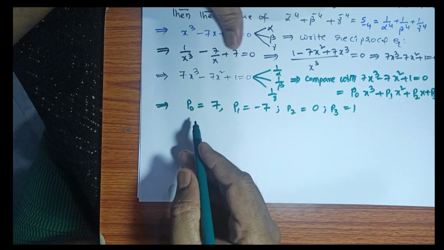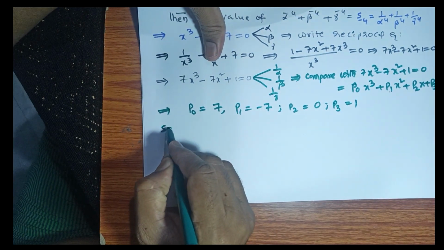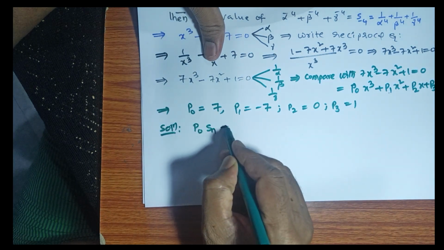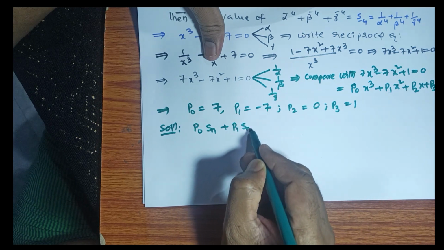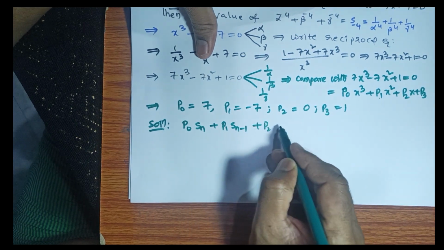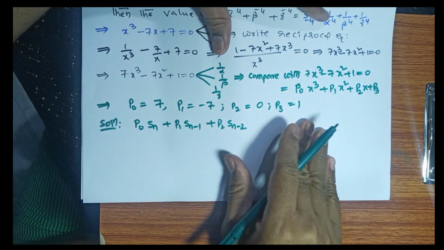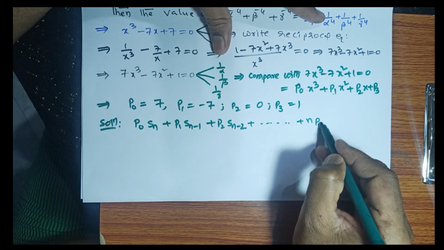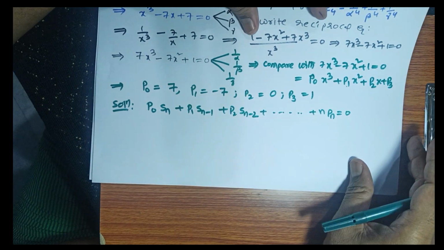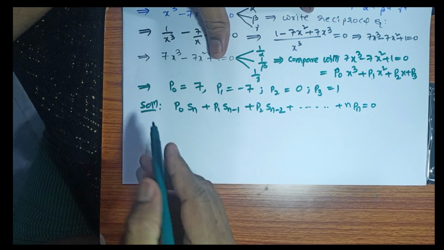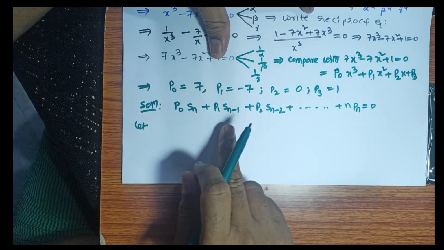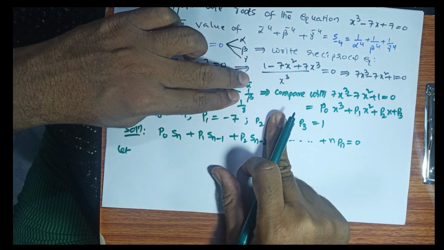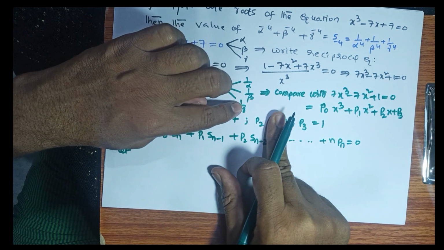So write the solution set. What is the solution set? We are considering p naught sn plus p1 sn minus 1 plus p2 sn minus 2, and so on, up to npn, is equal to 0. Now consider the reciprocal equation. Keep in mind that the roots of the reciprocal equation are 1 by alpha, 1 by beta, 1 by gamma.